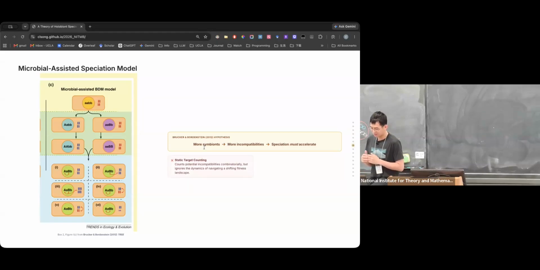One way to see it is that it's really a combinatorial argument. It's really just because with microbiomes there will be more incompatibilities, so it always accelerates. And they do not really consider that mutation is typically considered irreversible in these processes. And actually, in some cases, as we will show later, the presence of microbiomes sometimes slows things down.